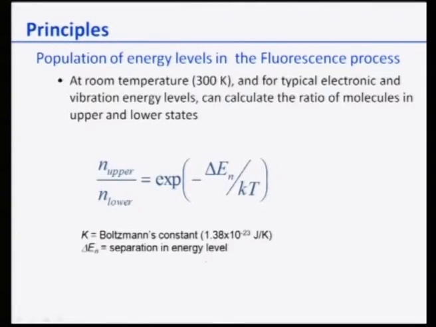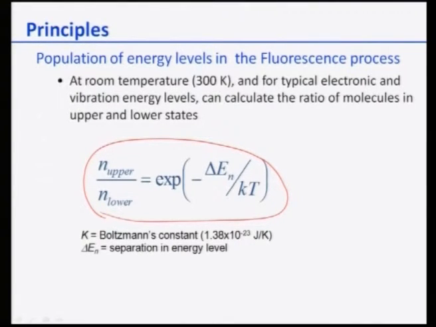At room temperature, that is about 300 K, and for any typical electronic and vibrational energy level, one can calculate the ratio of the molecules in the upper and the lower states, that is S2, S3, S1 and S0. Using this very simple formula, n upper by n lower is equal to exponential minus En by kT, where En is the energy level separation, k is Boltzmann's constant, equal to 1.3 × 10⁻²³ joule per Kelvin, and T is the temperature.